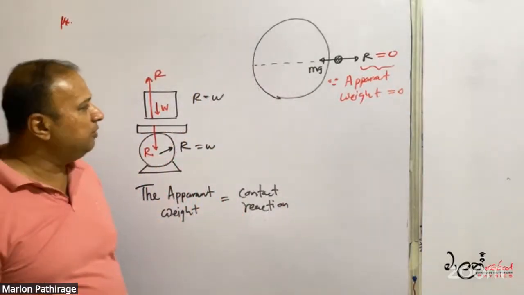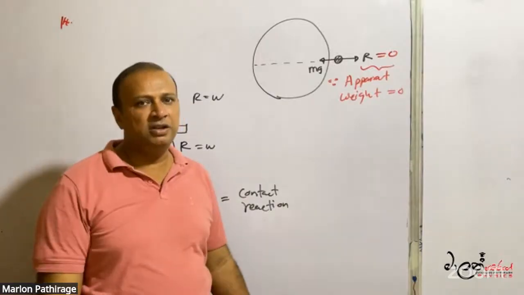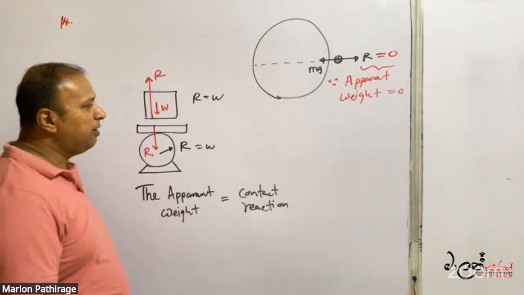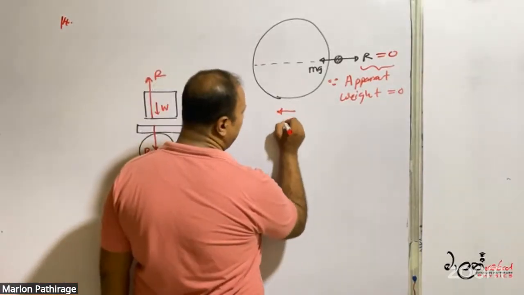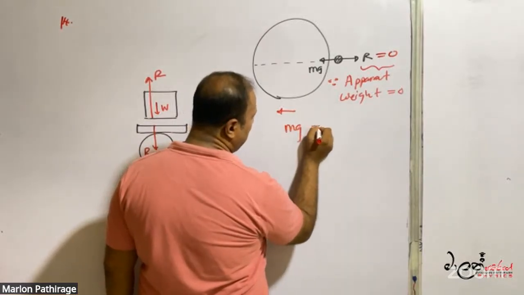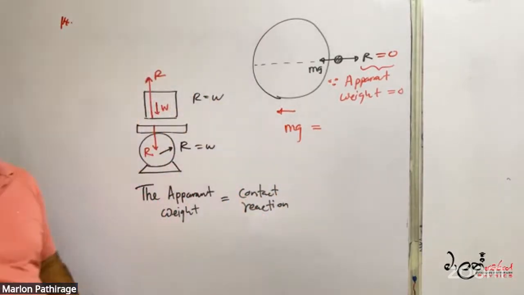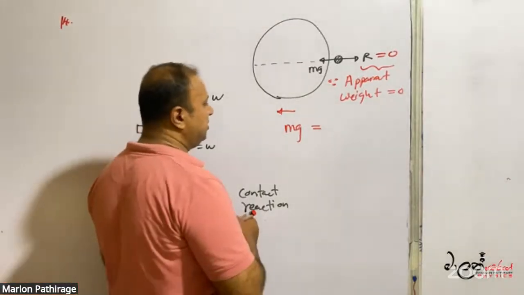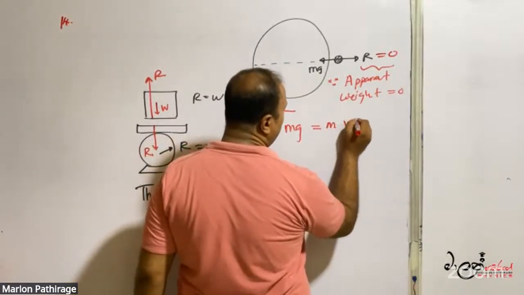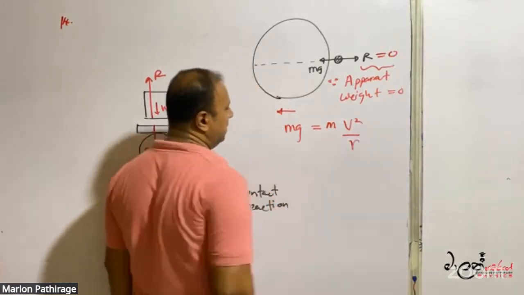Therefore, now there is only one force, that is mg. If we apply equilibrium to this side, the force mg is equal to... You ask for the velocity, not the angular velocity. Velocity, therefore I can write mv squared over r.